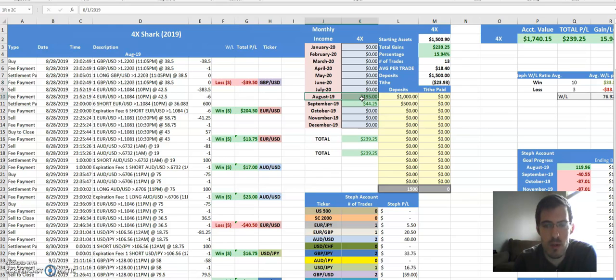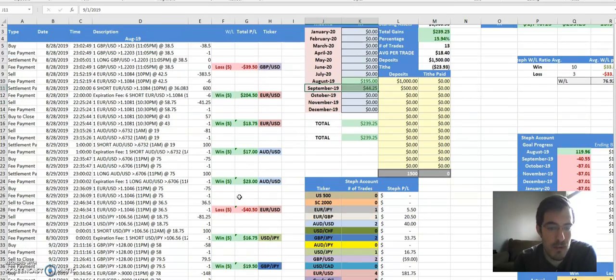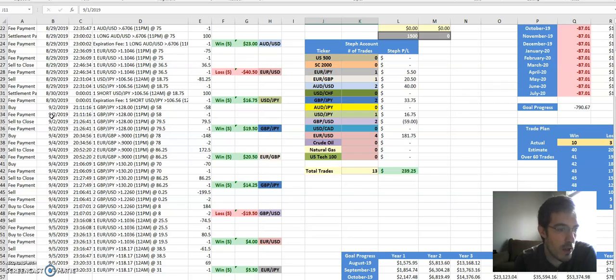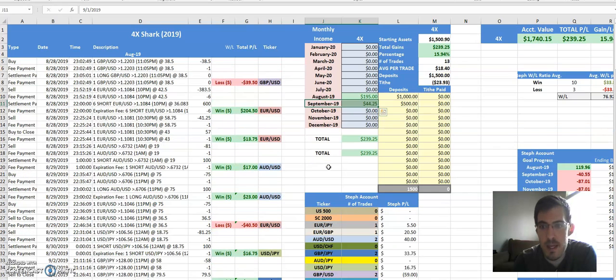So for August, I made $195, right? Based off this trade history. September, I'm up $44 based off this trade history, and you can go down right here on these September trades. That's how much I've made.